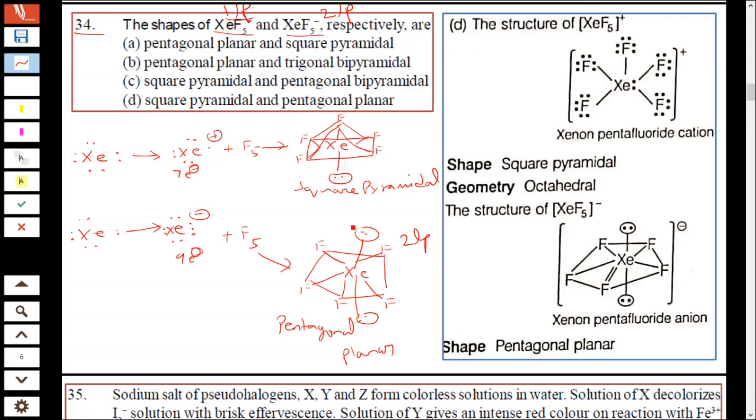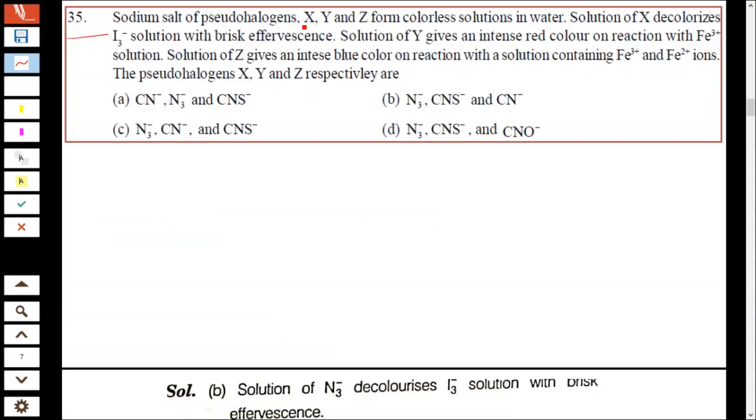Remember this. So the correct option is D. The first one is square pyramidal and the second one is pentagonal planar. Next question: sodium salts of pseudohalogens. Three pseudohalogens X, Y and Z are given. These three pseudohalogens are colorless.